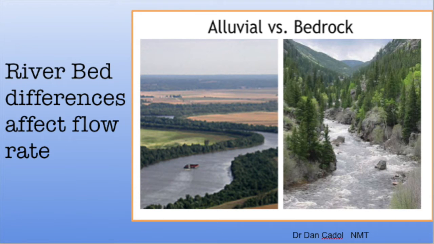Riverbed differences affect the speed of the water. Bedrock tends to have faster flowing water, while riverbeds with alluvial materials like sand, clay, and small gravel travel slower.